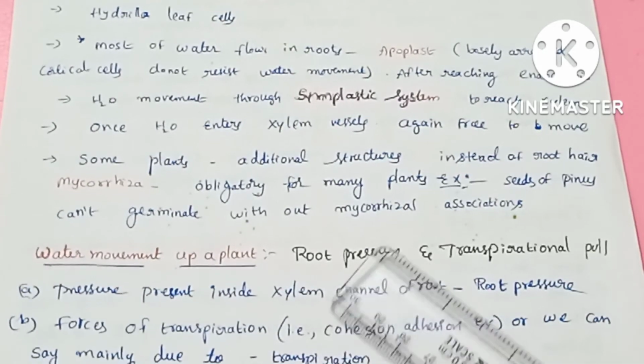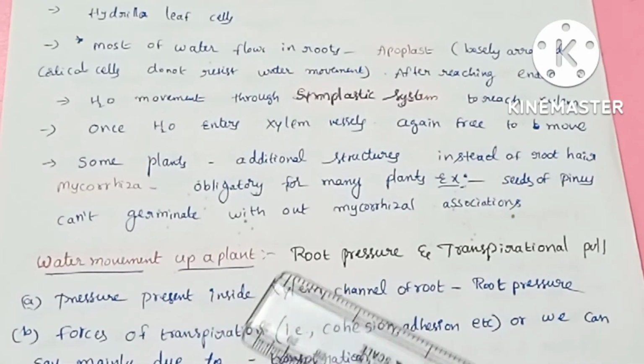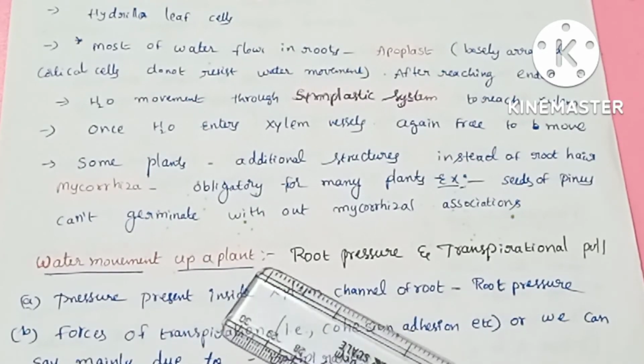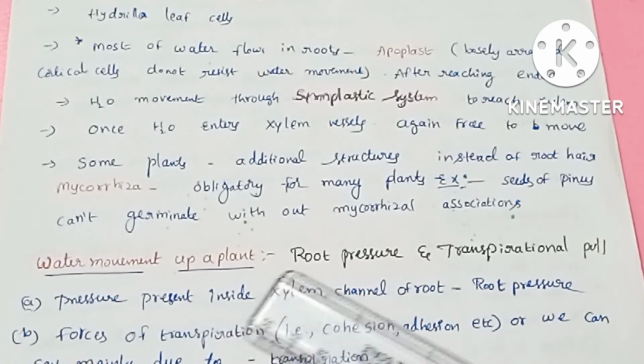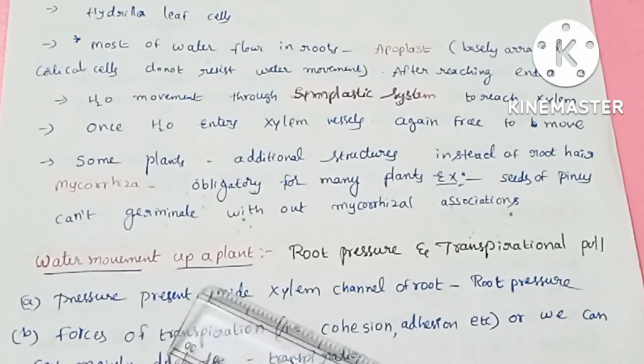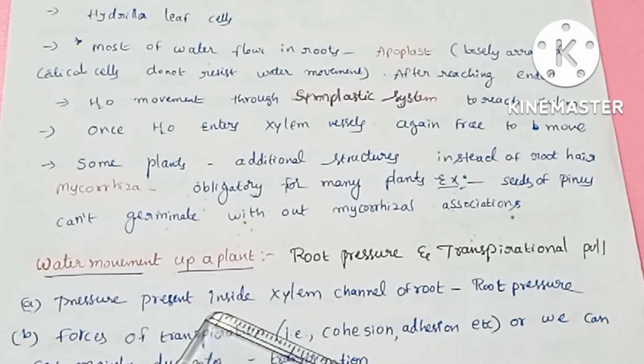So this is all about the movement within the roots. The next concept is water movement up a plant. Up to now we have studied how the water enters into the roots and how it reaches the xylem. And next we'll study how the water will move in the upward direction. That is water movement up a plant.